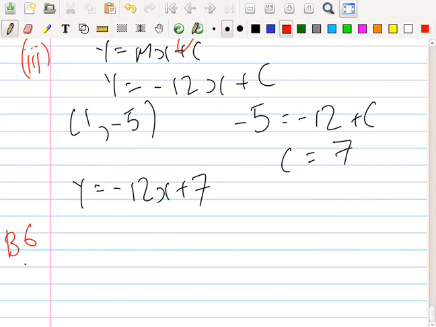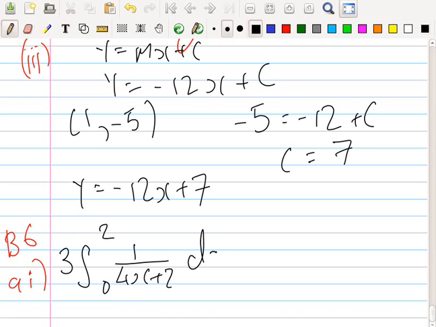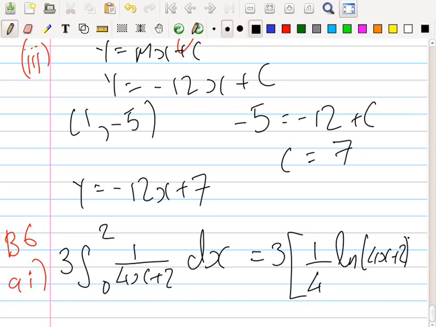B6 now, A part 1. So Jeffrey, you have the formula book there. You can see what this equals. This one here. This will equal 1 over 4 log of 4x plus 2.